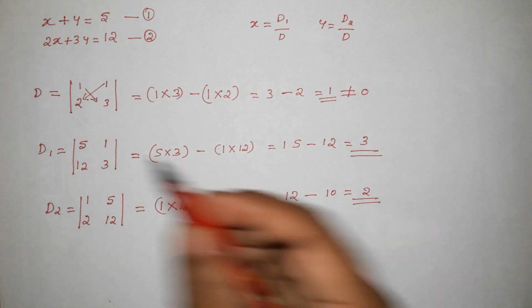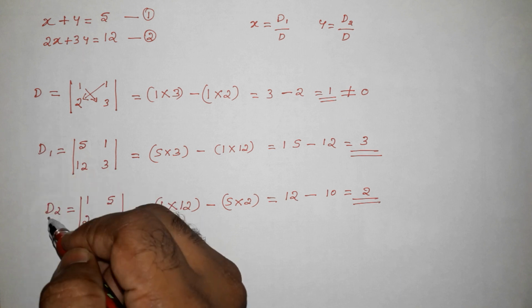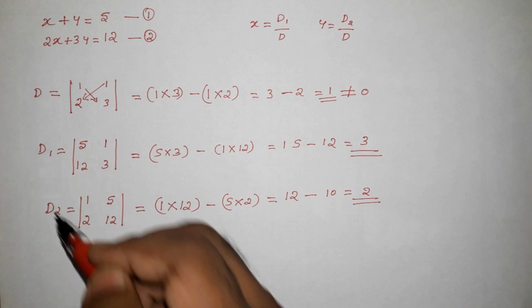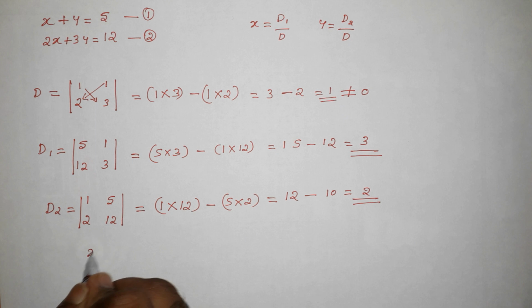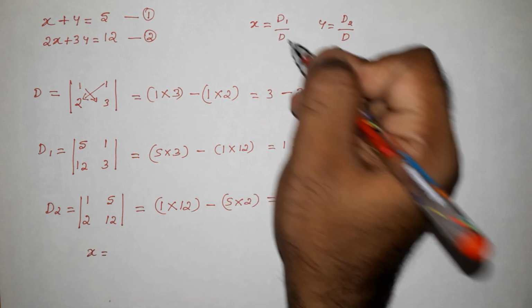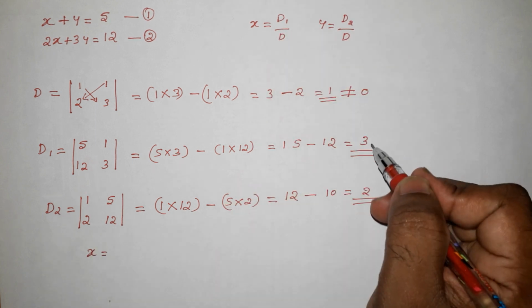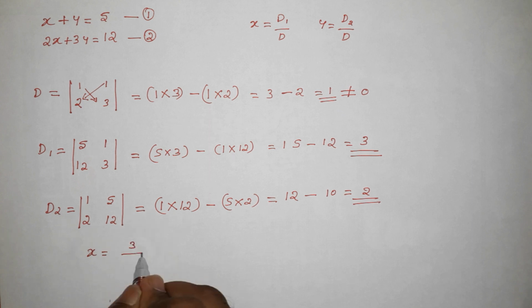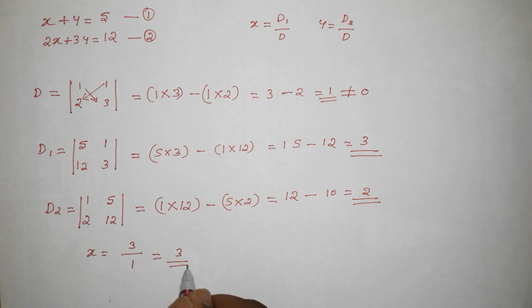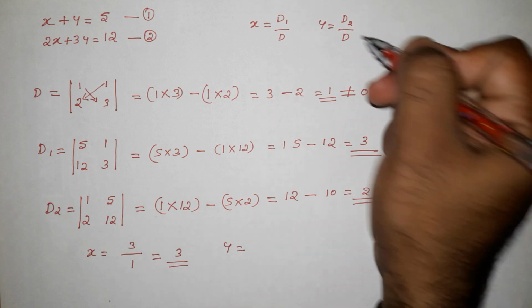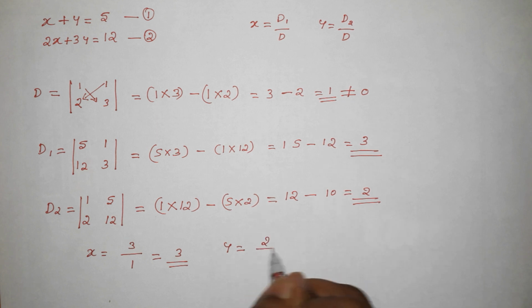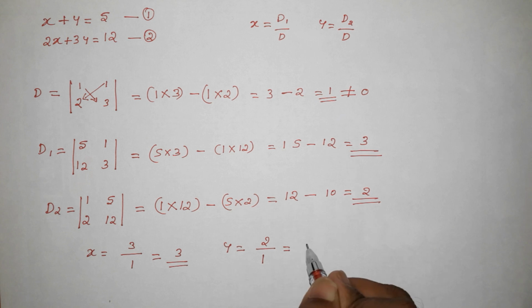After finding the values of delta, delta 1 and delta 2, we are finding values of x, delta 1 divided by delta, that is delta 1 is 3, delta is 1. So x is equal to 3. y is equal to delta 2 divided by delta. 2 divided by 1, y is equal to 2.